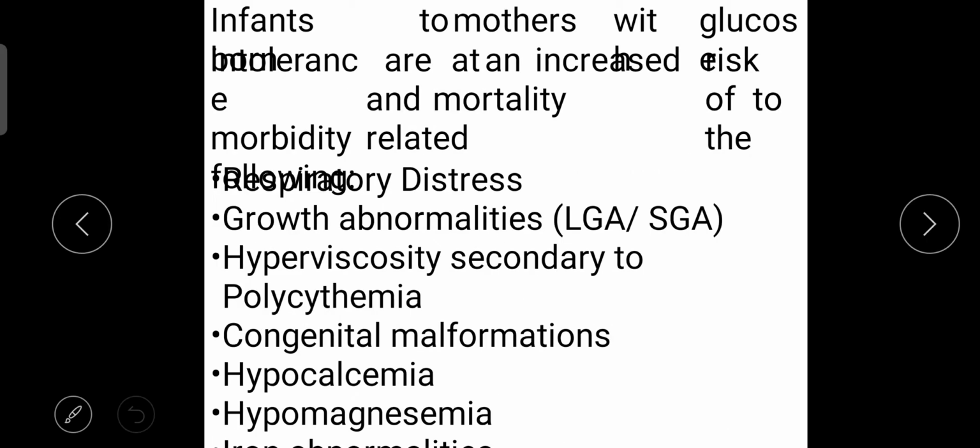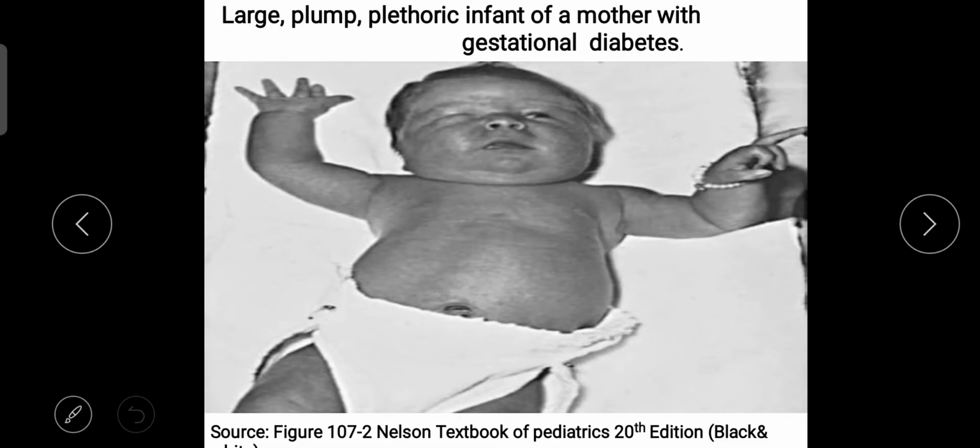Infants of mothers with glucose intolerance are at risk for mortality, and growth abnormalities will be there, like either large for gestational age or small for gestational age. Hyperviscosity secondary to polycythemia, congenital malformation, hypocalcemia and hypomagnesemia. You see this baby, it is large, plump and plethoric, an infant of a mother with gestational diabetes.